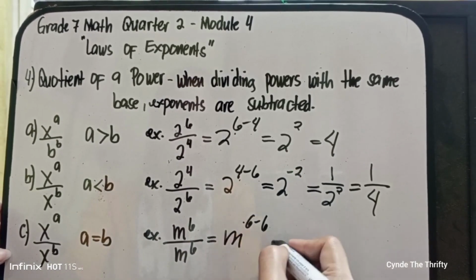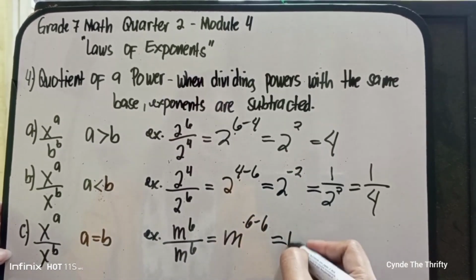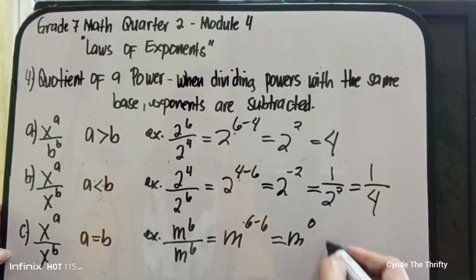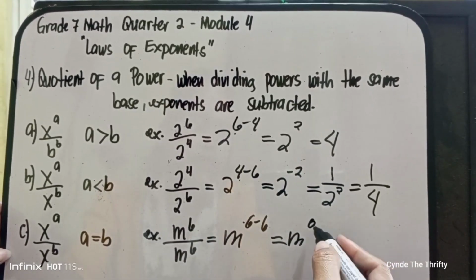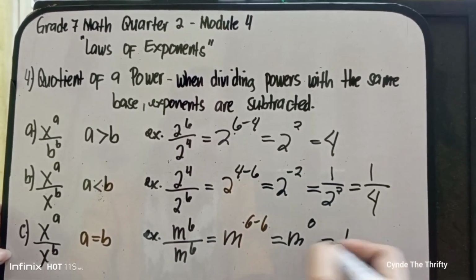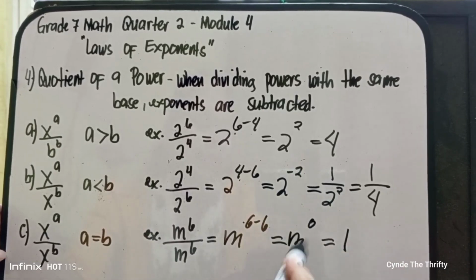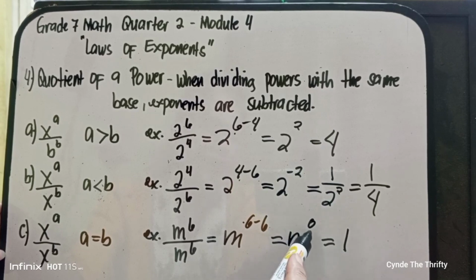m to the 6 minus 6 is equal to m raised to the power of 0. And m raised to the power of 0 is equal to 1. Kasi any number raised to the power of 0, ang kanyang value is always 1. So, tatandaan natin yan lahat ng number variable kapag naka-raise into 0, ang value niya is always 1.